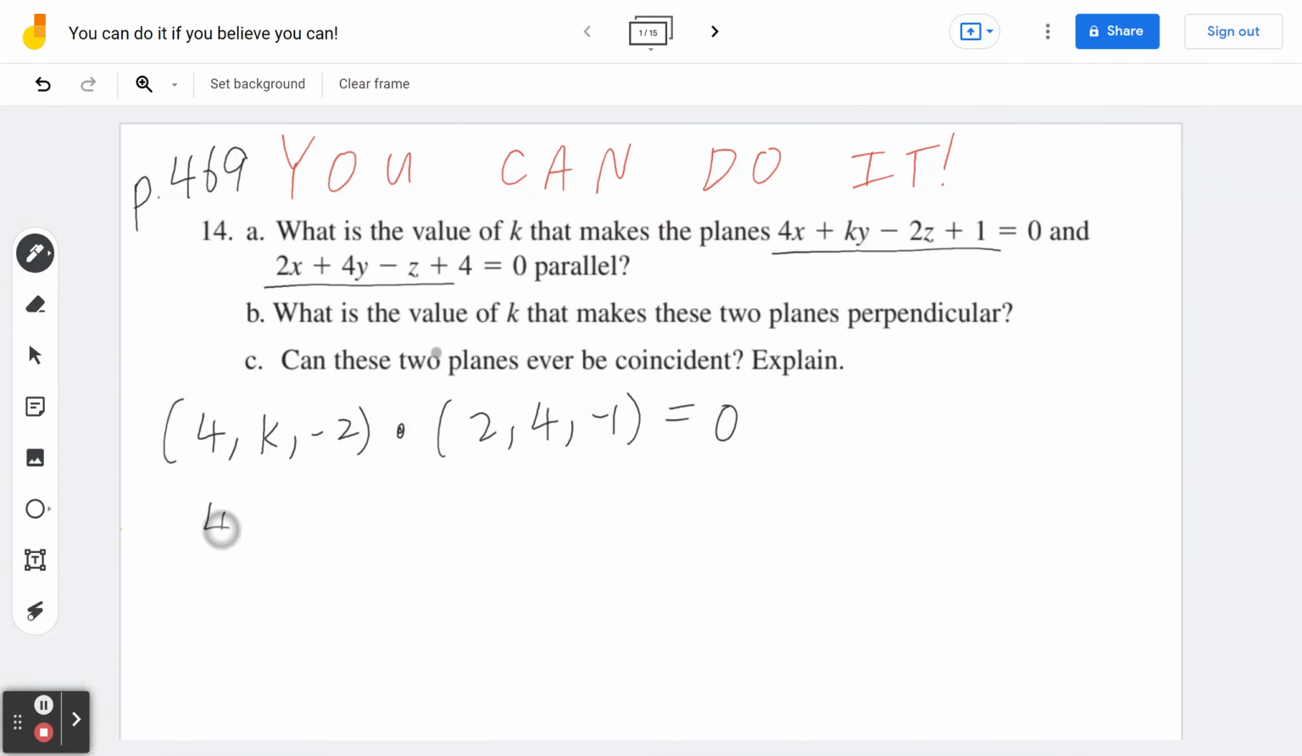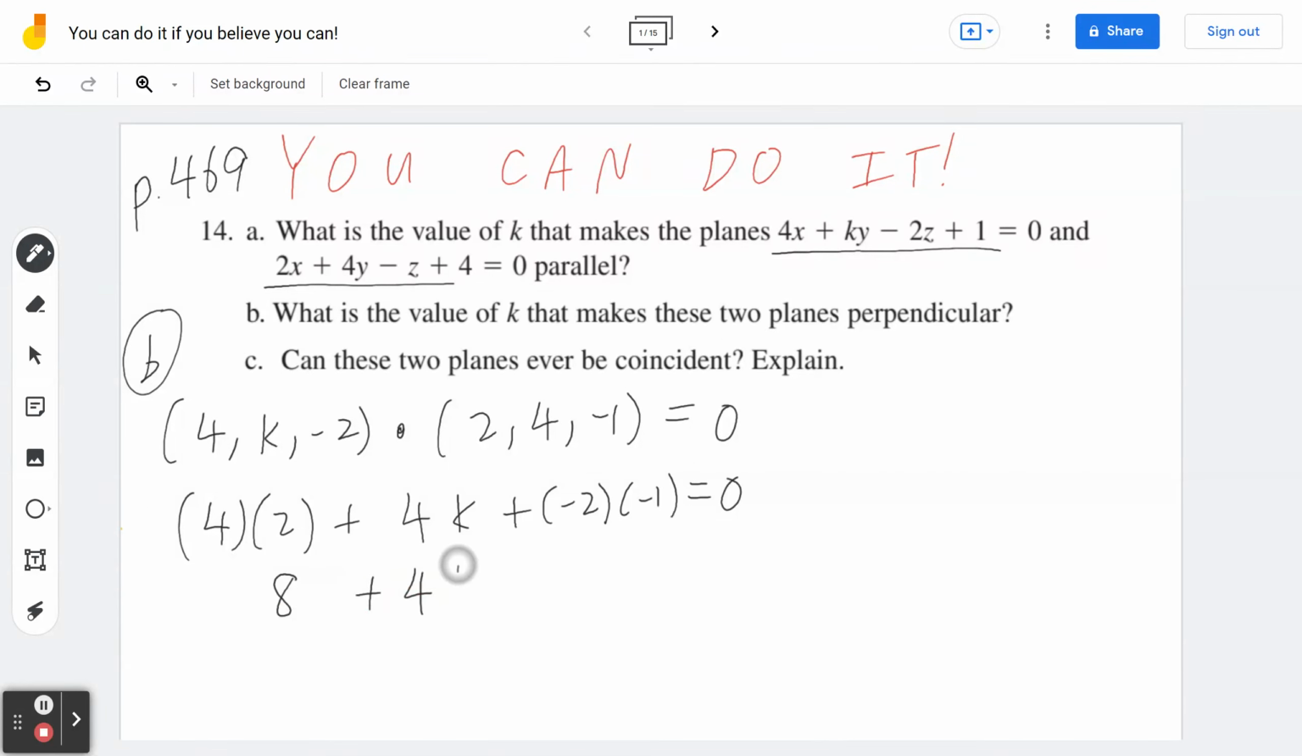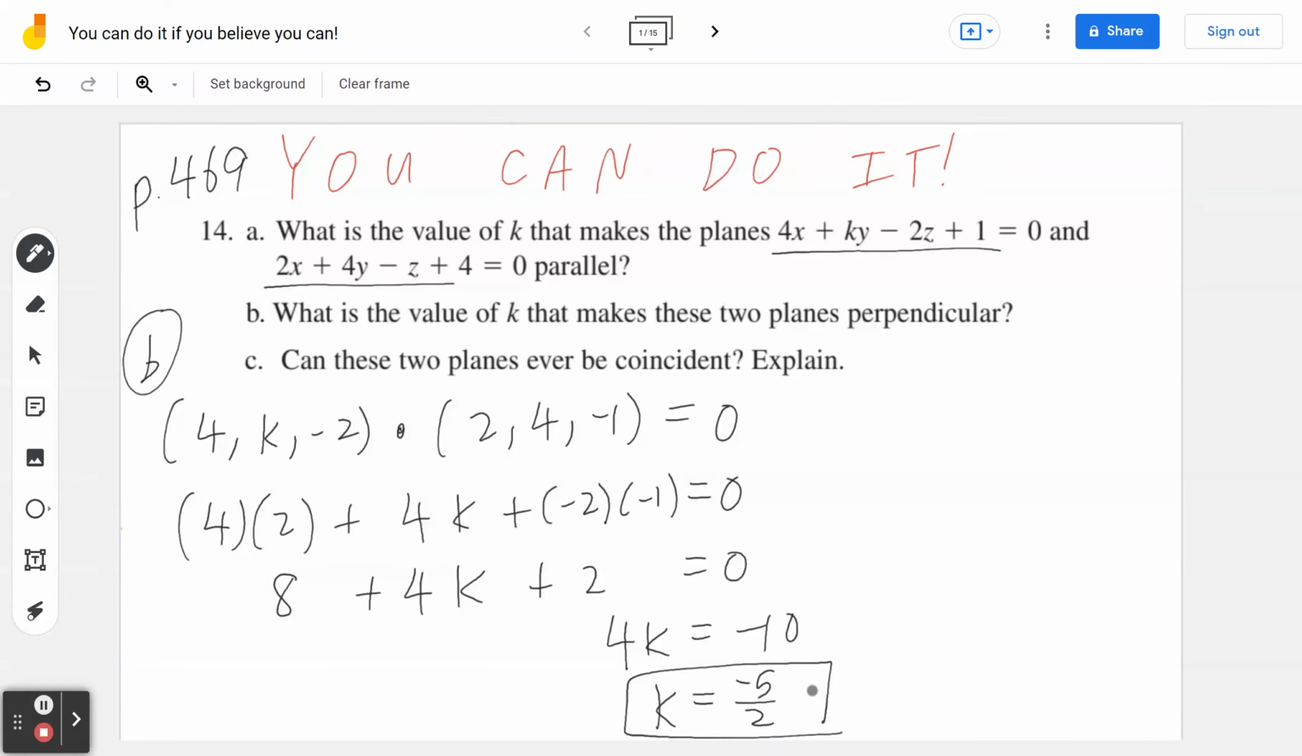When you expand, this is 4 times 2, plus 4 times k, plus negative 2 times negative 1, which equals 0. The hard part is now over. That's going to be 8 + 4k + 2 = 0, so 4k = -10. The opposite of multiplying by 4 is to divide by 4. So k is going to be exactly -2.5 or -5/2.